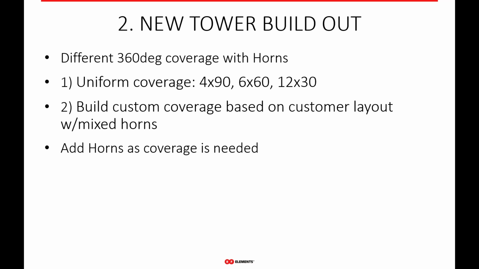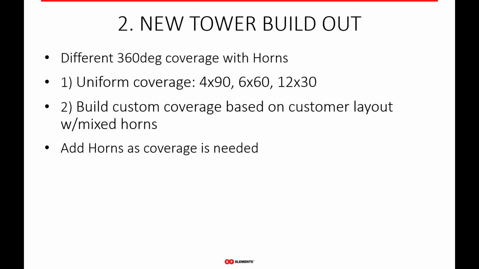So, the first one is uniform coverage. This is where you use the standard geometries, obviously 490s, 660s, 1230s, 24, 15-degree ultra horns, whatever it might be. It's the coverage pattern where you're using the same geometries, the same antennas, to give you 360-degree coverage.